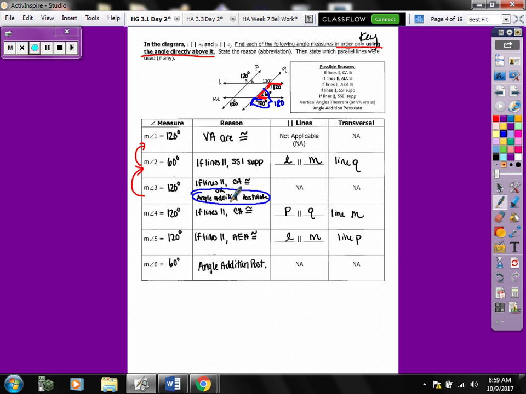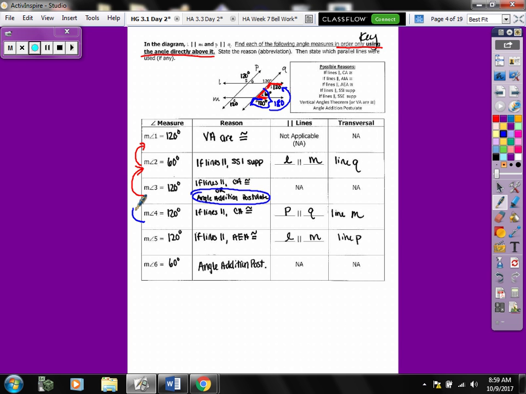Now, had you used angle 1, these are corresponding angles, so that's why I put that option also. If lines parallel, corresponding angles are congruent. Either one of those would work. But if you followed the directions, you should have angle addition postulate. These two angles have to add to 180.